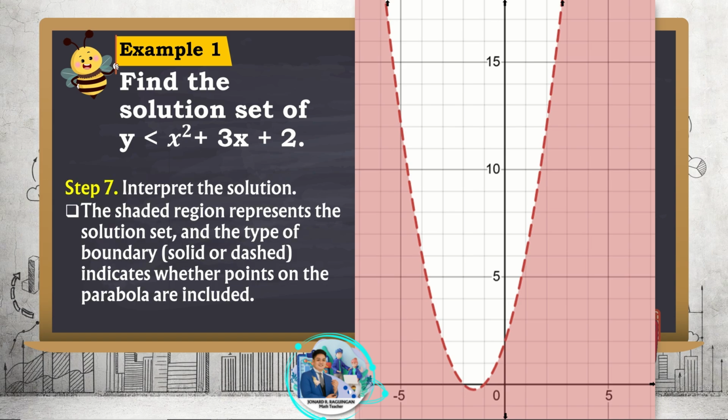Step 7. Interpret the solution. The shaded region represents the solution set, and the type of boundary, solid or dashed, indicates whether points on the parabola are included. The figure shows the graph of y is less than x squared plus 3x plus 2. All points in the shaded region excluding those along the dashed line, the parabola, make up the solution set of the inequality.